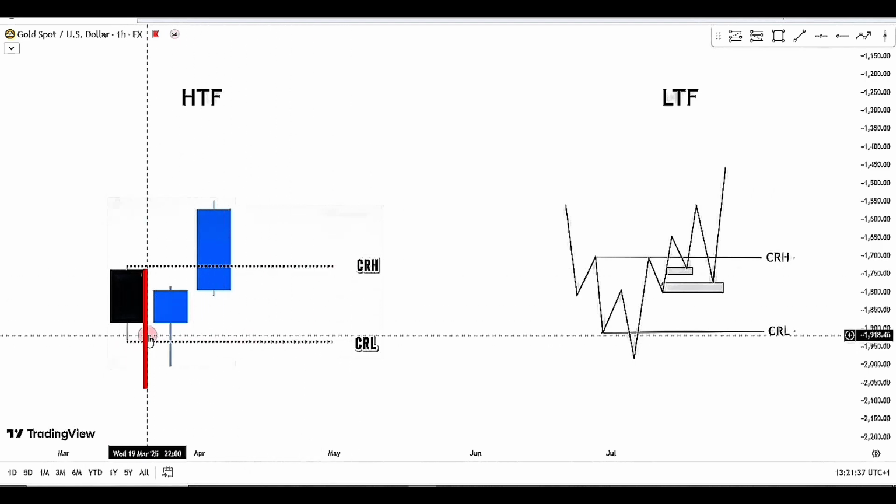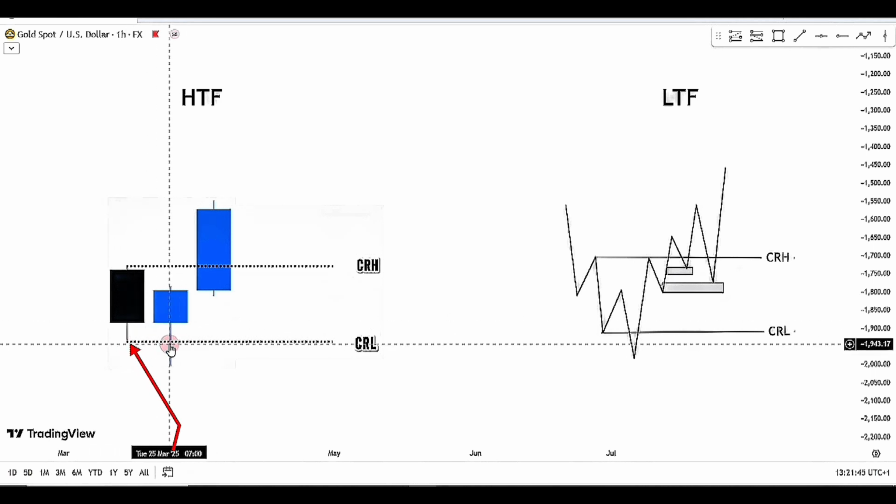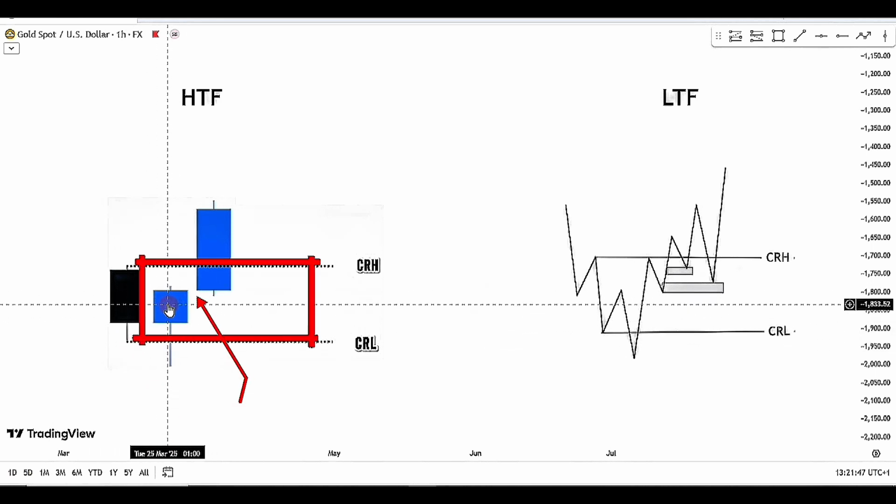So what I'm expecting the next candlestick pattern to do is to open and take out this very candle range low, then close in between the candle range.